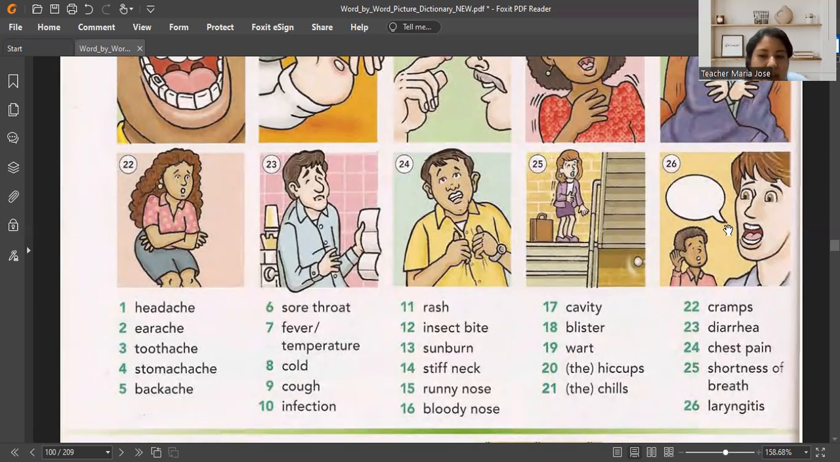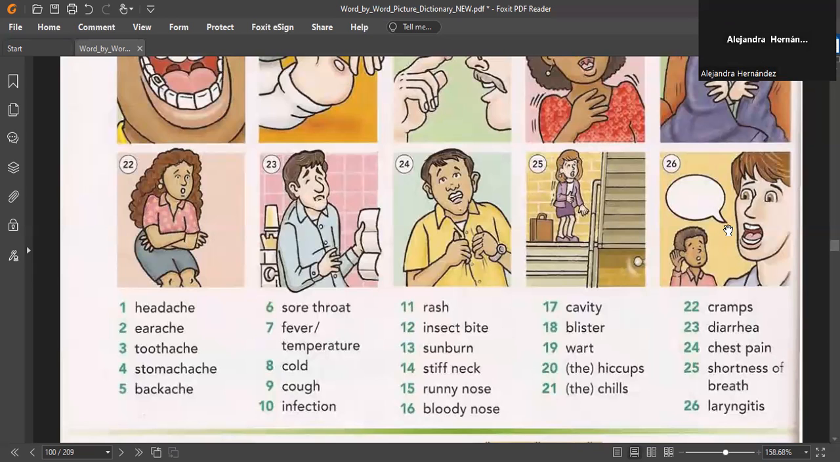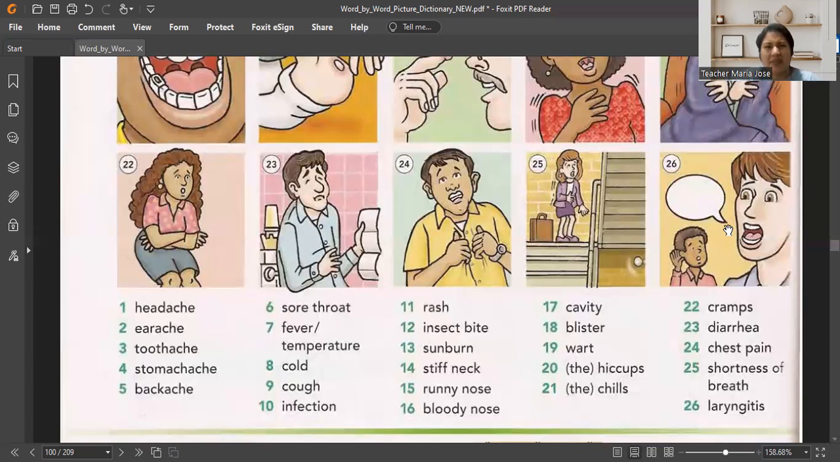What about if I have a chest pain? Okay, it hurts my chest. I have a pain in my chest. What do I do? It's the heart attack. Not necessarily, just a pain in my chest. It just hurts.